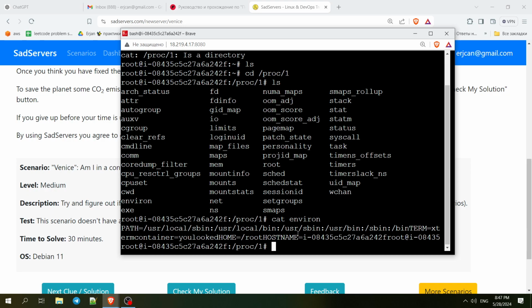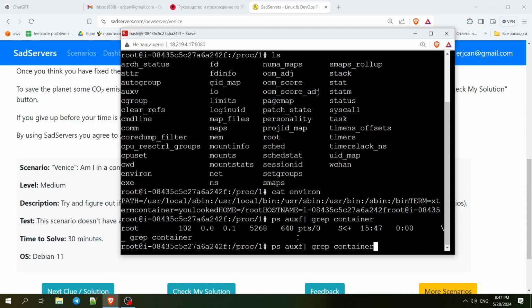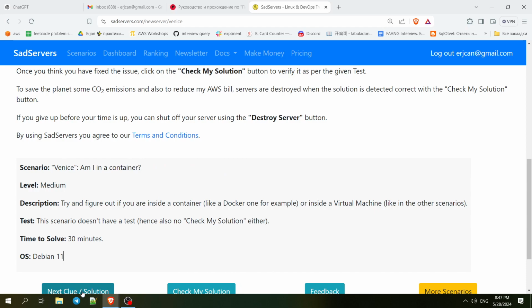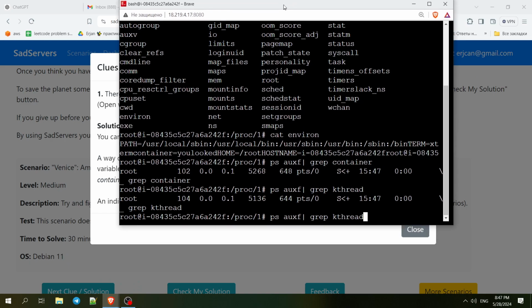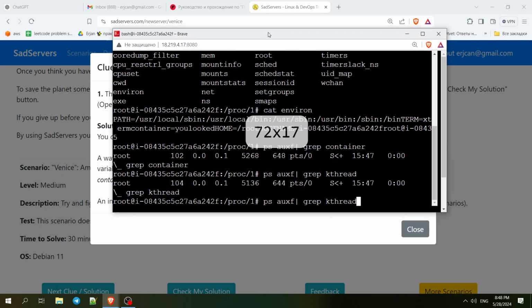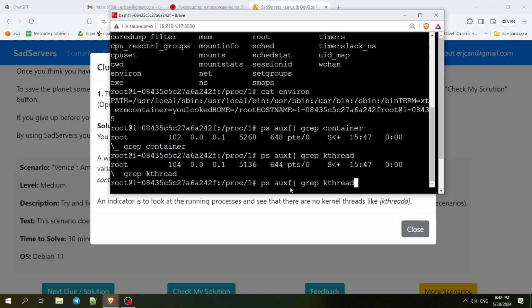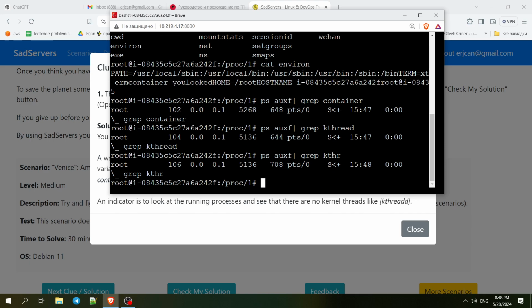The second way is to check if there are kernel threads running. So let's actually see the clues. An indicator is to look at the running processes and see that there are no kernel threads like kthreadd. I could probably Google it. ps stands for process, aux f allows us to filter and show only specific properties, and we want to find if there is any process name starting with k.